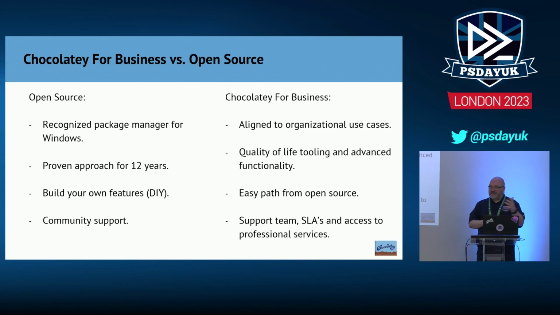As we looked at the stats for the Chocolatey community repository: 2.2 billion downloads, nearly 10,000 unique packages, and 180,000 versions of those packages. Proven approach for 12 years. We've built on top of the NuGet framework and come up with a universal packaging format that allows you to take all of those different installer types, zips, archives, EXEs, MSIs, and bring it into a Chocolatey package.